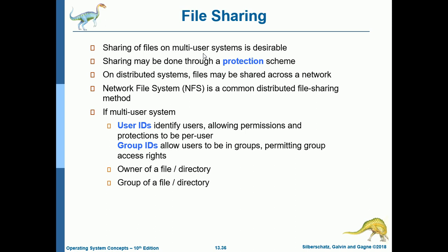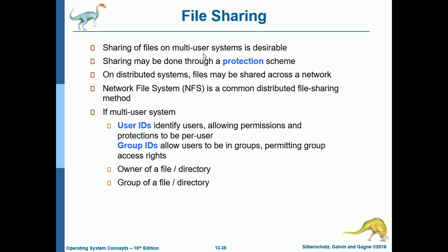Okay, next we have file sharing. Sharing of files on multi-user systems is desirable. Sharing may be done through a protection scheme. On distributed systems, files may be shared across a network. A network file system, or NFS, is a common distributed file sharing method. In a multi-user system, user IDs can be used to identify users, allowing permissions and protections to be per user. And then group IDs allow users to be in groups, permitting group access rights. And then you can be an owner of a file or directory, or a group of a file or directory.